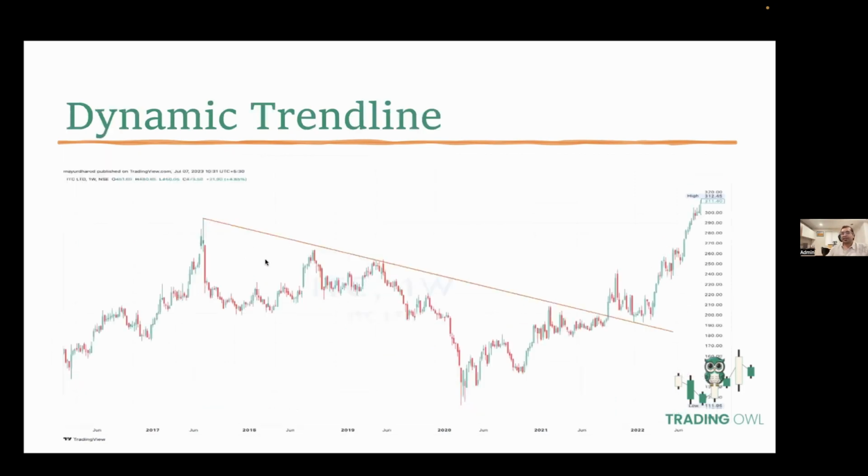A dynamic trend line: when I say dynamic, the price will change as per time. Over here, let's say the resistance was around 240. With the passage of time, when the price was going down, if the price had to move somewhere here, the resistance would not be 240, it would be around 220. So in a dynamic trend line, the value of the resistance or the support changes with the passage of time.